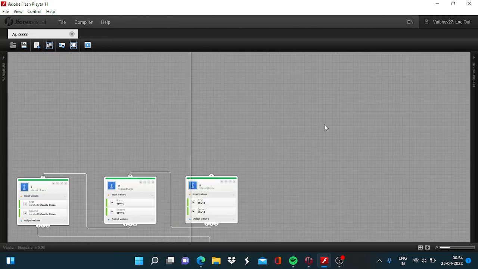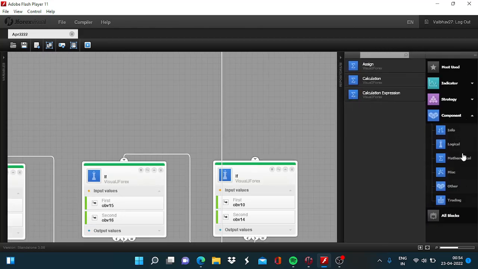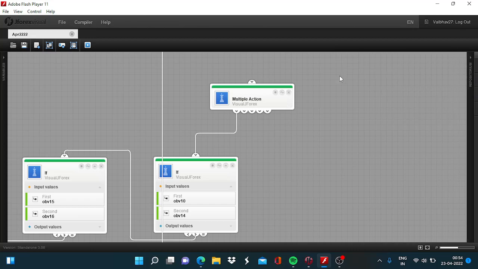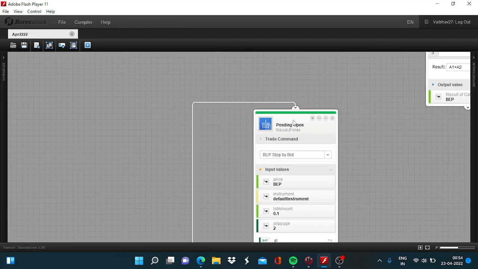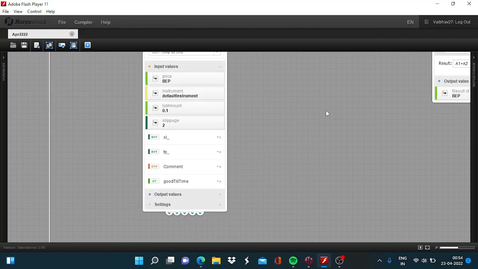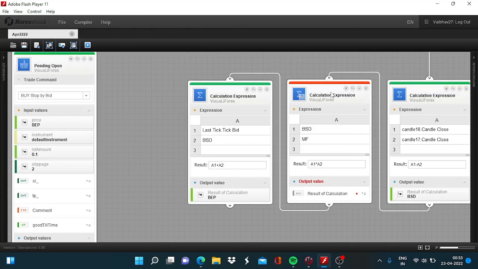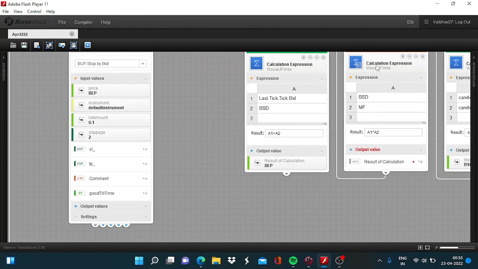We also need to add the multiple action. Here it comes. I will join it for the buy side, but we leave it here for the time being. Now coming to defining of these three parameters: stop loss, take profit, and good till time, that is order validity. I will have to utilize this second calculation expression block which I had added earlier. Now we are going to take thrice of the difference as the stop loss.